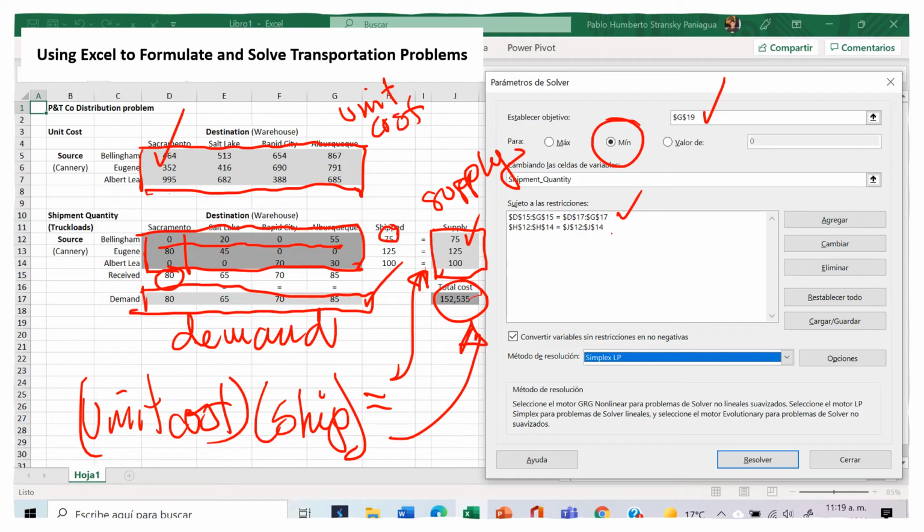And we're going to have two restrictions. One for shipped, which has to be equal to supply, and one for demand or received, which has to be equal to demand. Be sure to indicate that the variables cannot be negative, and also that we're using simplex, okay? And then just run it, and what you're going to get is a total cost of 152,000.